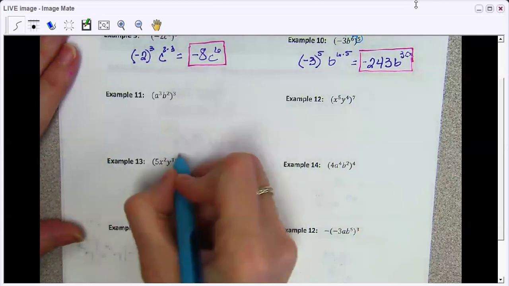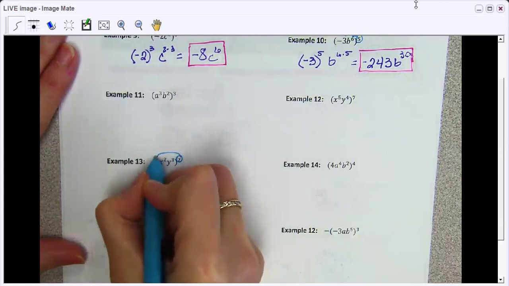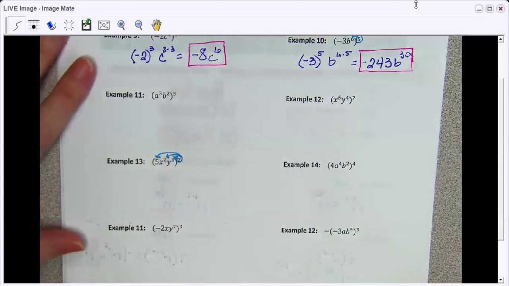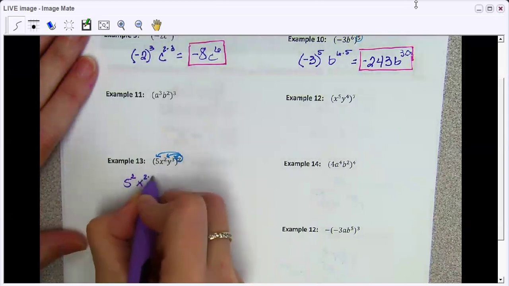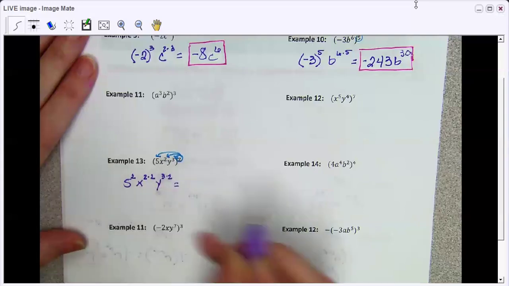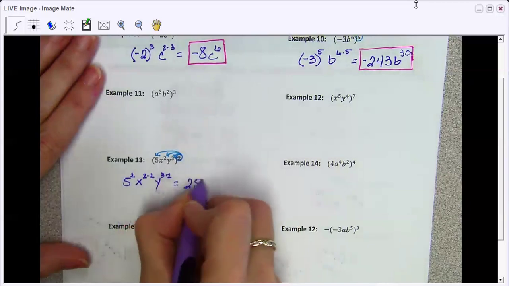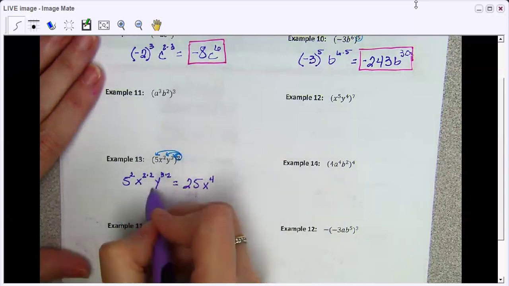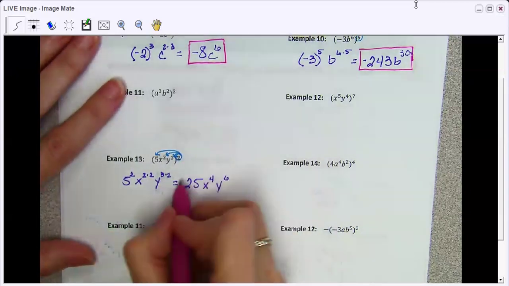So example 13, I'm going to take the exponent of 2 on the outside of the parenthesis, and I'm going to apply it to the 5, to the 2, and to the 3. So I have 5 squared, x to the power of 2 times 2, y to the power of 3 times 2. Okay, so in this case, 5 squared is 25. x to the power of 2 times 2 is x to the power of 4. And y to the power of 3 times 2 is y to the power of 6. Okay.